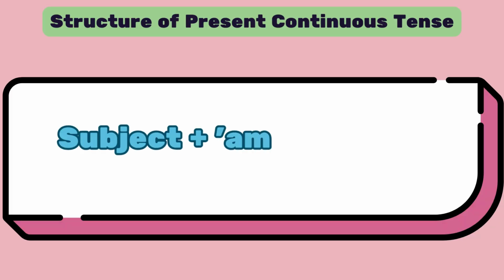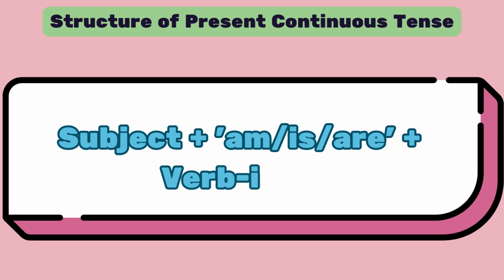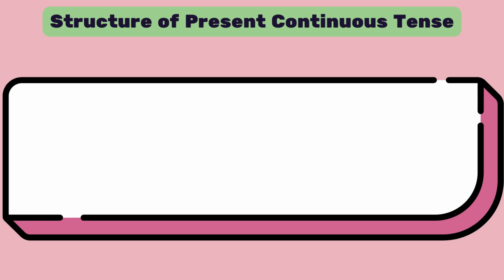Let's dive deeper into the structure with a bit of practice. Remember, it's subject plus am, is, are plus verb ing. I'll show you how to form sentences with different subjects.